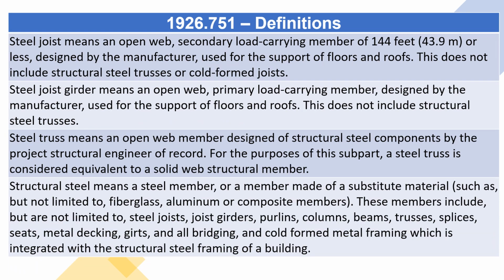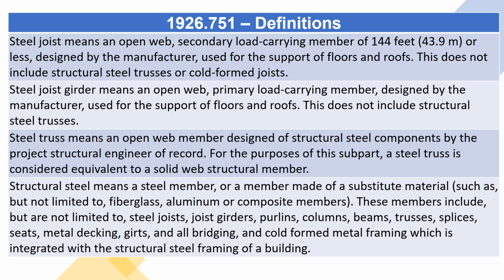Steel joist means an open web, secondary load-carrying member of 144 feet, 43.9 meters or less, designed by the manufacturer, used for the support of floors and roofs. This does not include structural steel trusses or cold-form joists. Steel joist girder means an open web, primary load-carrying member, designed by the manufacturer, used for the support of floors and roofs. This does not include structural steel trusses. Steel truss means an open web member designed of structural steel components by the project structural engineer of record. For the purposes of this subpart, a steel truss is considered equivalent to a solid web structural member.